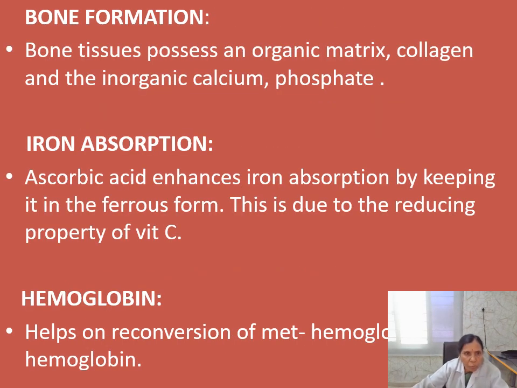Next function is bone formation. Bone tissues possess an organic matrix, collagen, and the inorganic calcium and phosphates. Iron absorption also needs vitamin C. Vitamin C enhances the absorption of iron by keeping it in the ferrous form. This is due to the reducing property of ascorbic acid. Next is hemoglobin. It helps in the reconversion of methemoglobin to hemoglobin.